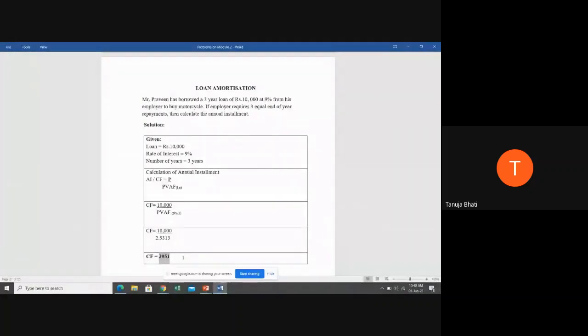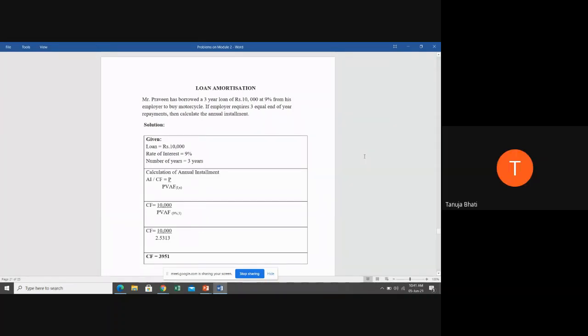This particular amount consists of two things: interest and principal repayment. Now let us understand through the loan amortization schedule how we are going to calculate the interest and how we are going to calculate the principal repayment amount. Can anyone tell me how many columns the table consists of? In the loan amortization schedule I have shown you, how many columns are there? 5 columns. Can you tell me the first column? Year. In year, how many rows am I going to write? 3 years.